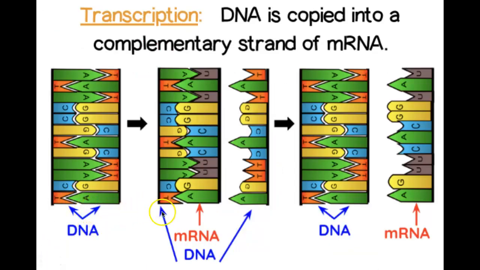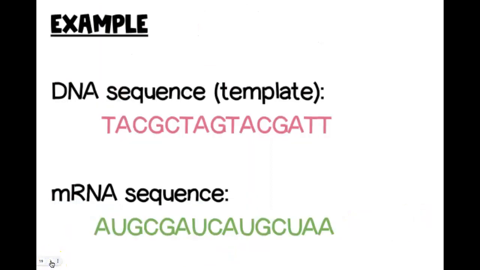Here's a visual of this. So we have the DNA that unzips. It is used to make a complementary base pair, or to make an mRNA, that is. That mRNA is released and the DNA zips back up and the mRNA is allowed to leave the nucleus. So here's an example of a DNA sequence template and the mRNA sequence that goes with it. If you want to pause and check this out, this is a good time to do that.